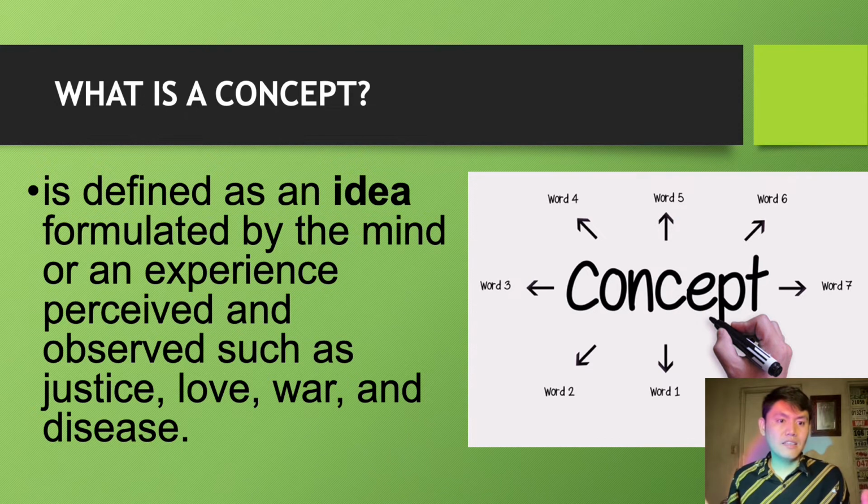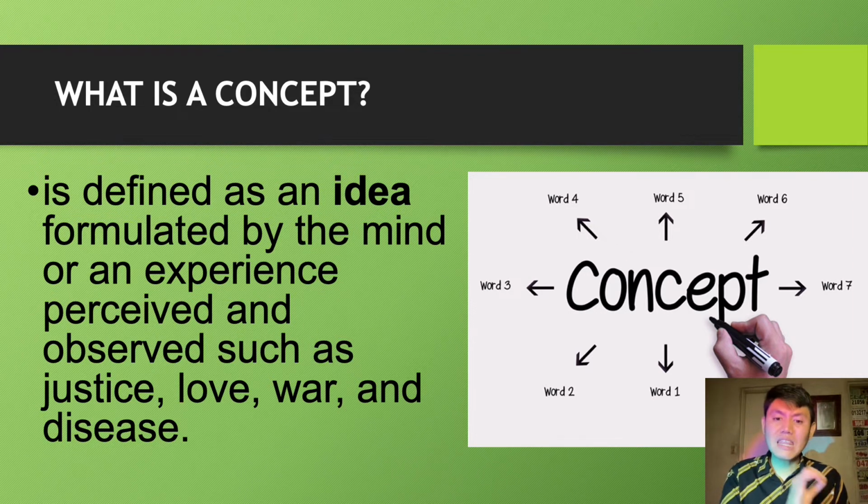What is a concept? It is defined as an idea formulated by the mind or an experience that is perceived or observed, such as justice, love, war, and disease. Now, it is important to note that concepts are the building blocks of theories, and that they are things that are being studied in theories, they are being compared to, and even related to one another. A concept is an abstraction that describes a portion of reality, and it is a general name for specific instances of a phenomenon that is being described.